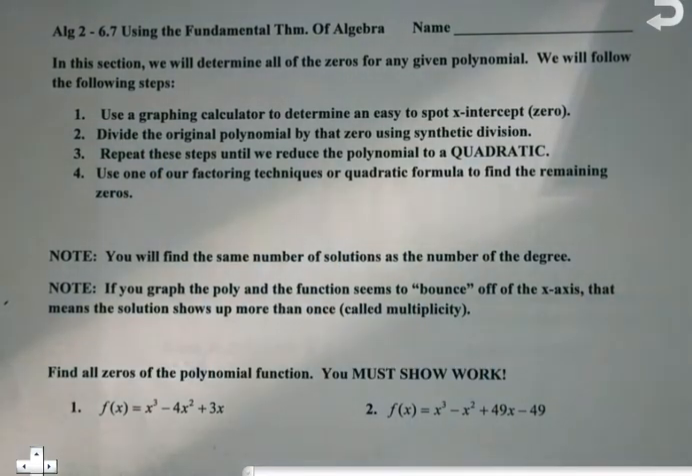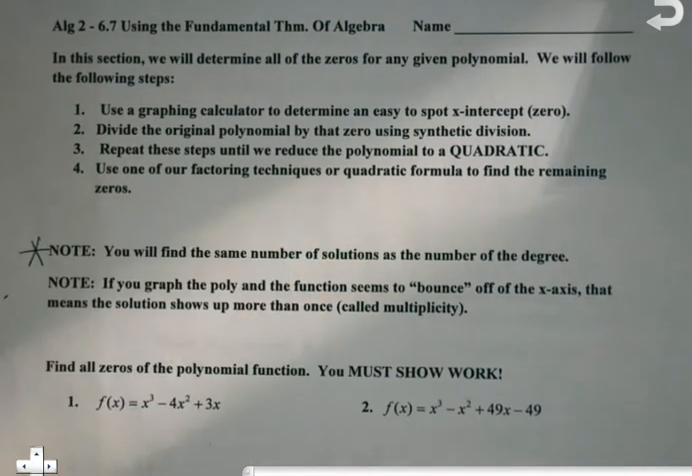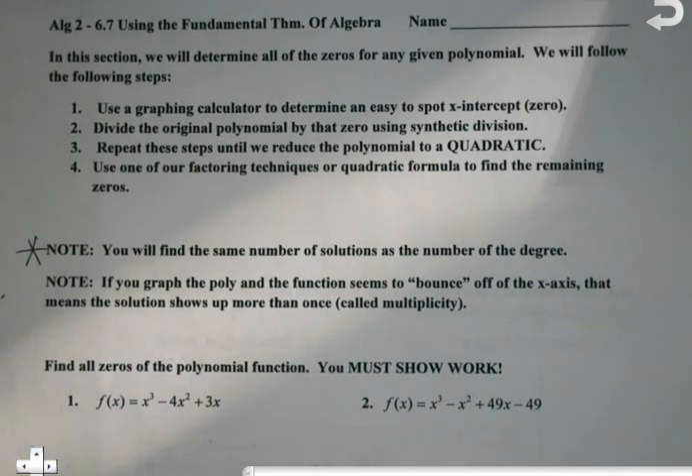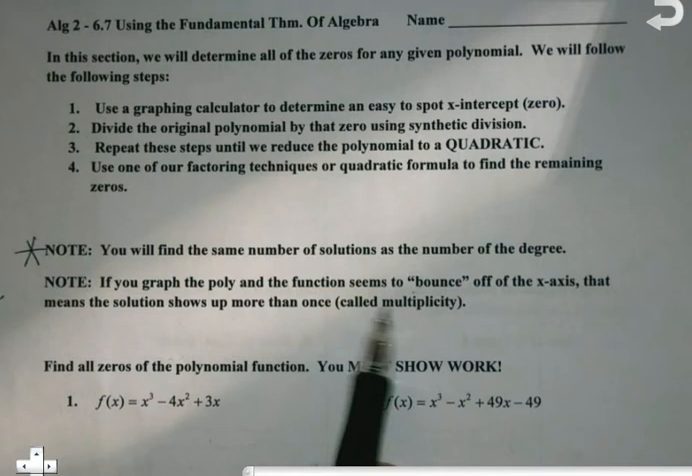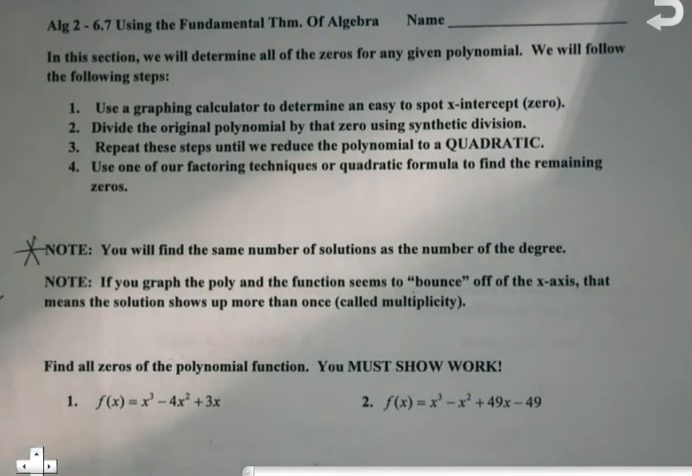If I try to explain it now, it's not going to make a whole lot of sense, probably. But just a couple of things. This is an important note. You'll get the same number of answers as the degree. So if it's x cubed, you're going to get 3 answers. If it's x to the 5th, you're going to get 5 answers. Let that be your guide. Sometimes you'll get what's called multiplicity, which means the same answer twice. If your graph hits the x-axis and goes back up or back down, you may get the same answer twice, and that's okay. So here we go.